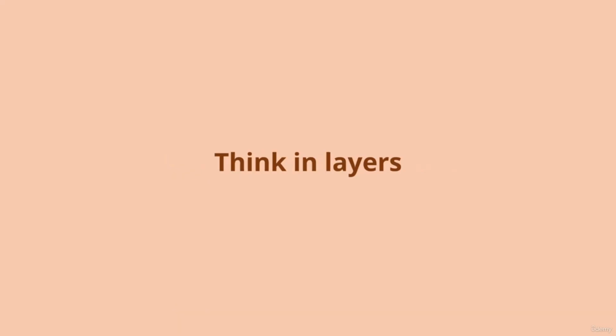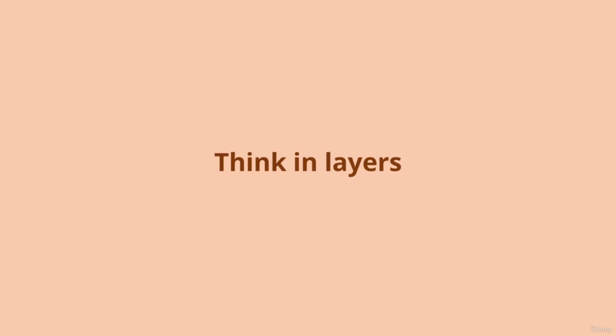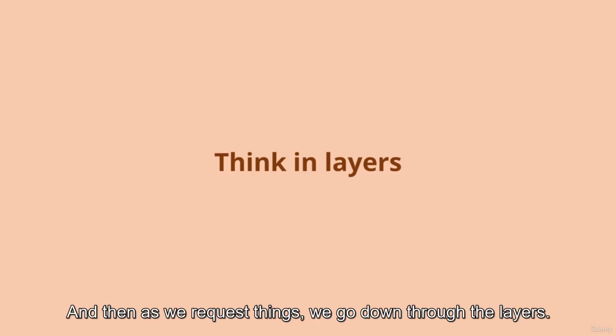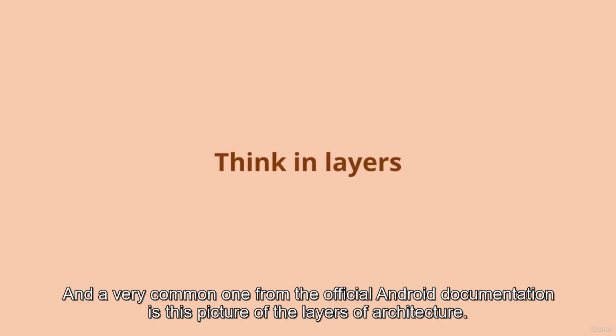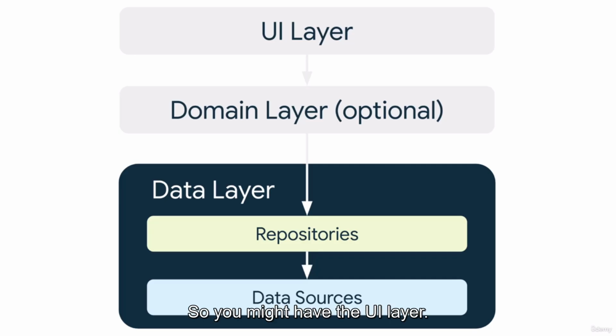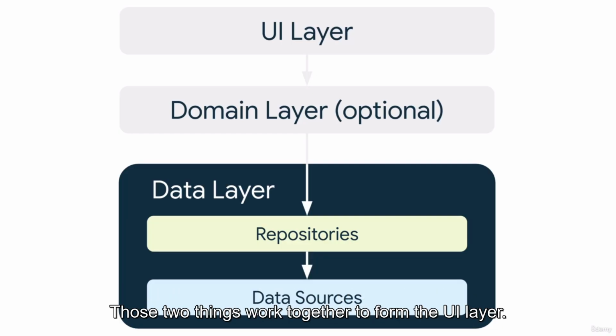And so, to separate these concerns, and to start to build up our architecture, we think in layers. Each core part of the app is a layer, and then as we request things, we go down through the layers, and then when those requests are processed, we go back up through the layers, like a stack. And a very common one from the official Android documentation is this picture of the layers of architecture. So you might have the UI layer. In this case, the UI layer would be the activity, fragment, or composable, the actual screen, in combination with the view model. Those two things work together to form the UI layer.